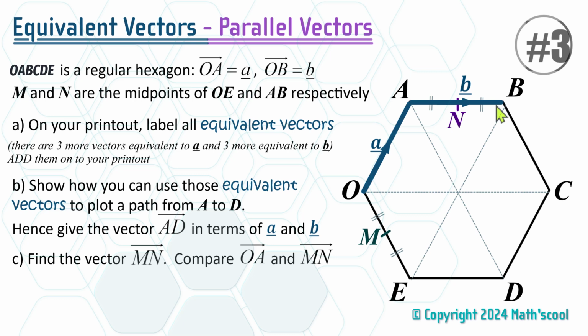On your printout, label all the equivalent vectors. So where else are vectors that are equivalent to A? So I'll give you a bit of a clue.